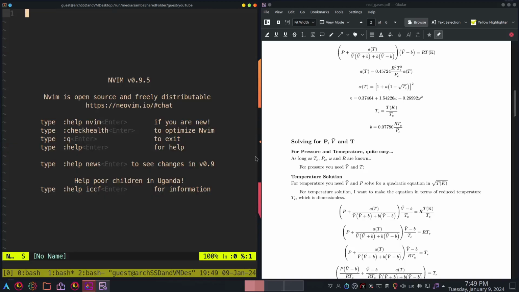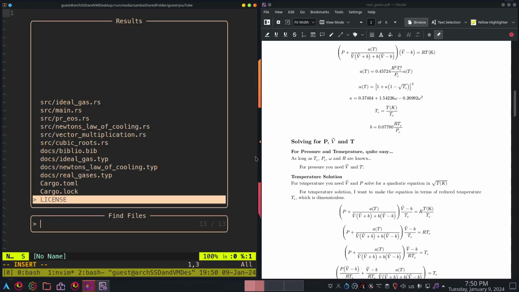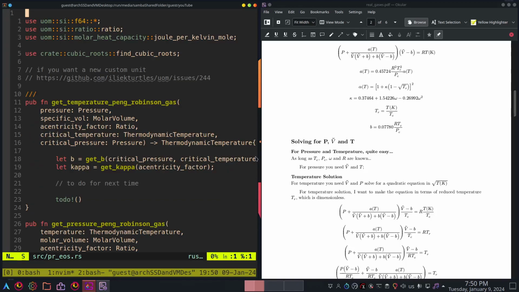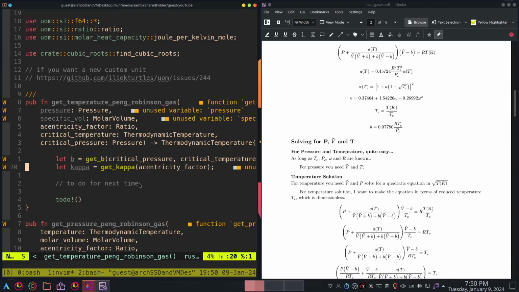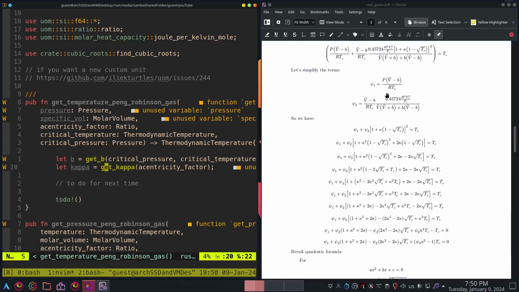Now, what I want to do is to get to the actual coding. Okay, so I'm going to go to PREOS. So what it says here, yes, I want to have a get temperature solver. Okay, so let's start finding things. So what do we have? We need to calculate psi1. The nice thing about writing all this out, at least we know what we need to find.